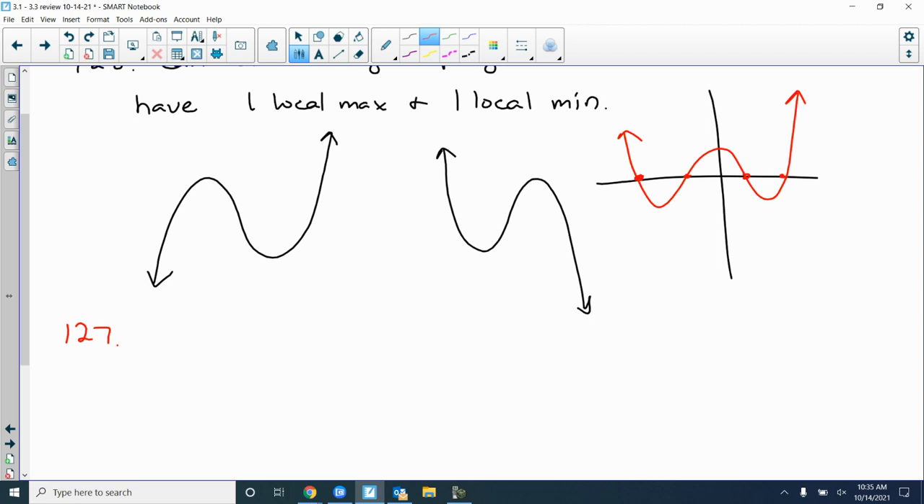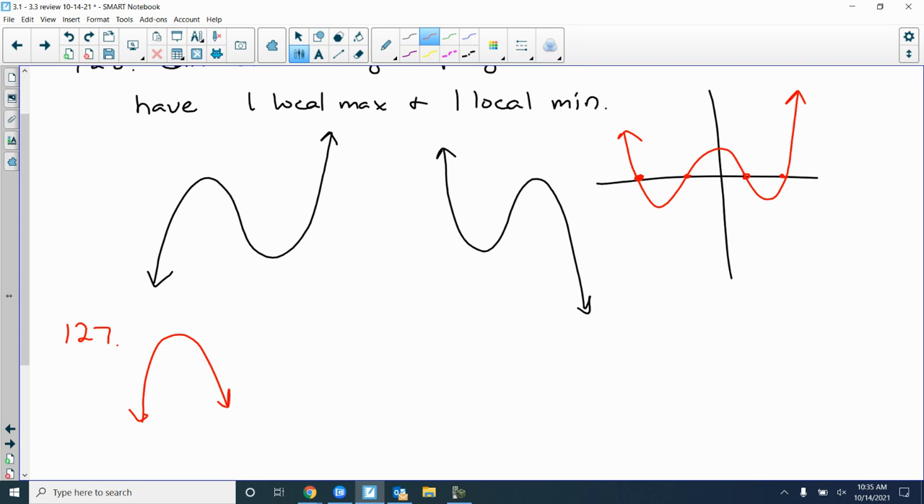127 is going to be similar. What's it say? 1 local max? Can a 3rd degree function have 1 local max? Well, what's a 1 local max look like? This is the only thing I can think of. What degree does that have to be? More than likely you're going to say 2, but could it be 4? Could be 4, could be 6. It could be that case, but this is a 1 local max.